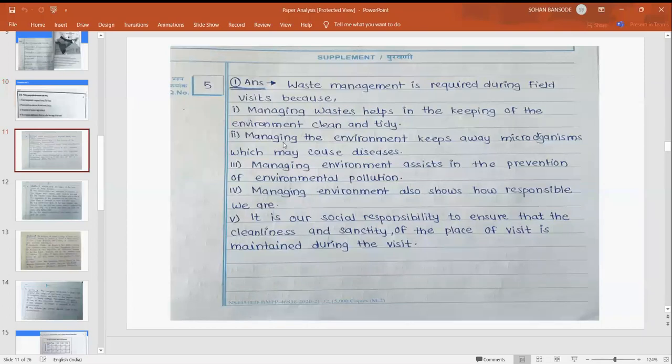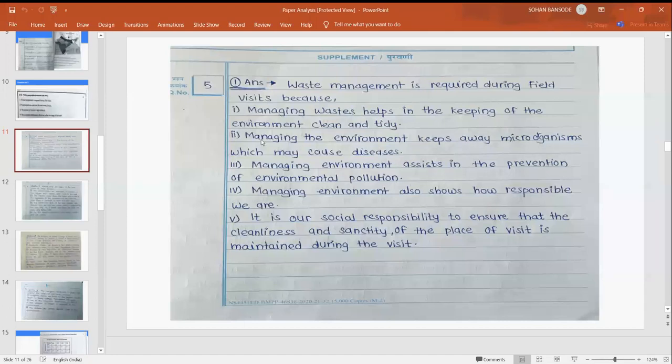So now, how are you going to write your answer? First write the statement whatever is asked to you, that is, waste management is required during the field visit because, and then you start to write your answers by giving the points 1, 2, 3, maybe A, B, C, whatever you want to give. You are having that privilege.